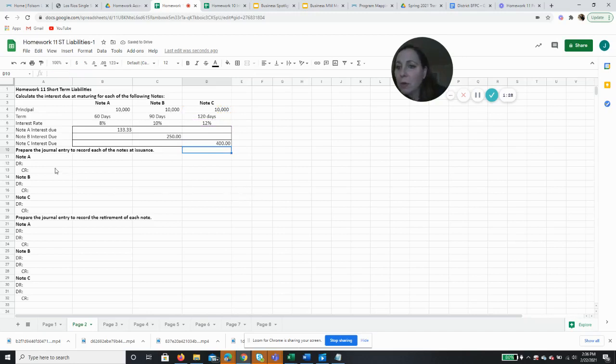Okay, so we're going to record each of the notes at issuance. So at the issuance of note A, we're going to debit cash because we're borrowing money, $10,000, and we're going to credit notes payable, $10,000. And it's going to be the exact same journal entry for notes B and C because they're all for 10,000.